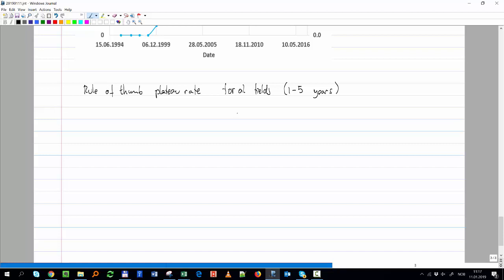But one rule of thumb we use to start with a first approximation of the plateau rate is that we say an annual offtake of 0.1 of the total recoverable reserves, TRR. TRR stands for total recoverable reserves. And that's not really a good nomenclature.